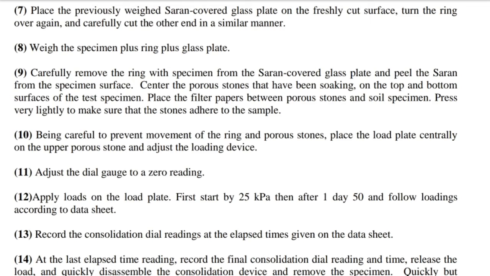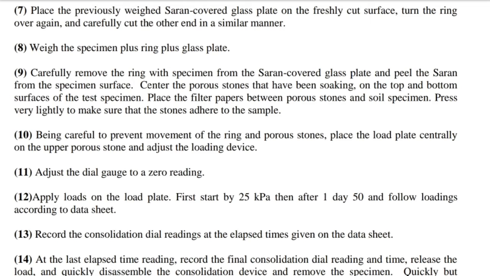9. Carefully remove the ring with specimen from the saran covered glass plate and peel the saran from the specimen surface. Center the porous stones that have been soaking on the top and bottom surface of the test specimen. Place the filter papers between the porous stones and the soil specimen. Press very lightly to make sure that the stones adhere to the sample. 10. Being careful to prevent movement of the ring and porous stones, place the load plate centrally on the upper porous stone and adjust the loading device.